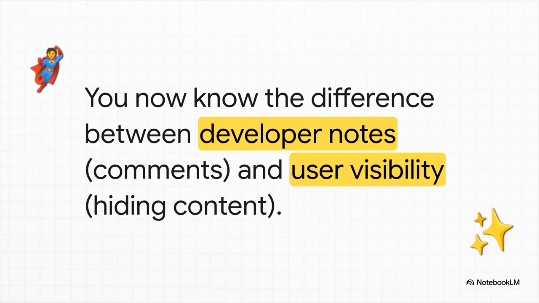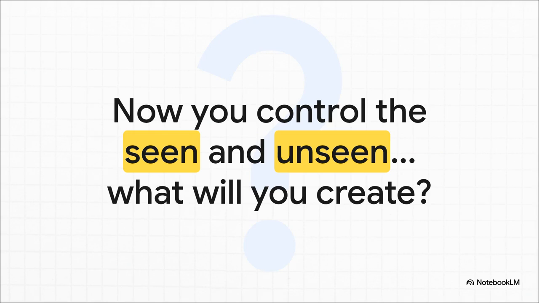And there you have it. You now get the huge difference between the secret whispers for developers, those HTML comments, and this powerful toolkit of invisibility cloaks we use to control what a user actually sees. And this isn't just some tiny technical detail. It's a superpower for designing really cool, dynamic, and interactive websites. Ultimately, every single hidden thing on a web page is there because of a choice. A choice to leave a helpful note for a fellow coder, or a choice to shape what a user experiences. So, now that you know how to control what's seen and what's unseen, what will you create?